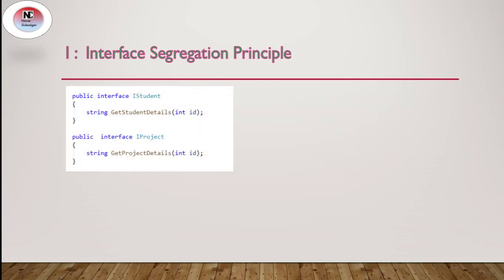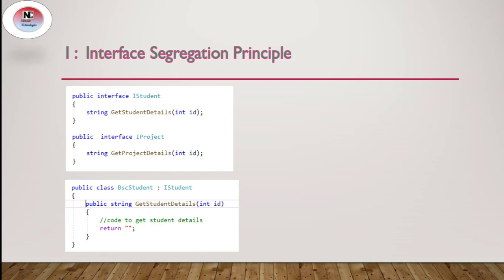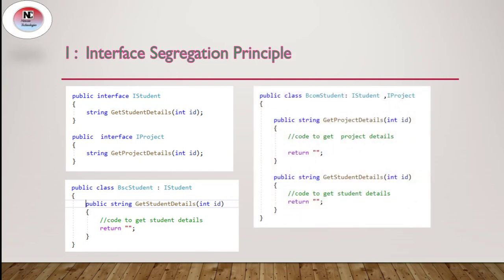How to handle this? We are going to create two different interfaces which belong to separate responsibilities, a single responsibility each. Say the first interface is IStudent which has getStudentDetails and another interface is IProject which has getProjectDetails. Now BCom student inherits both IStudent and IProject. As BCom student has a project, it can inherit IProject, and it belongs to IStudent as well.